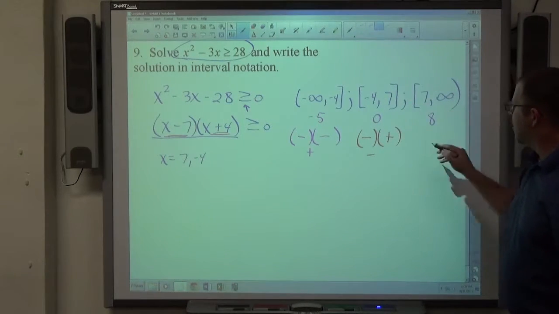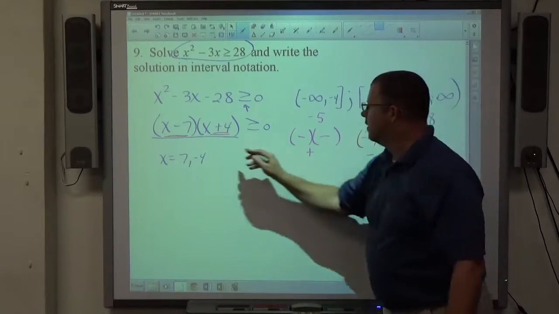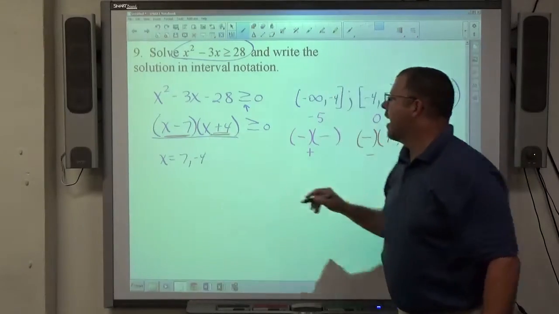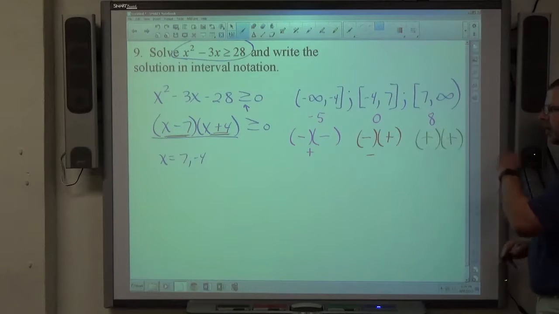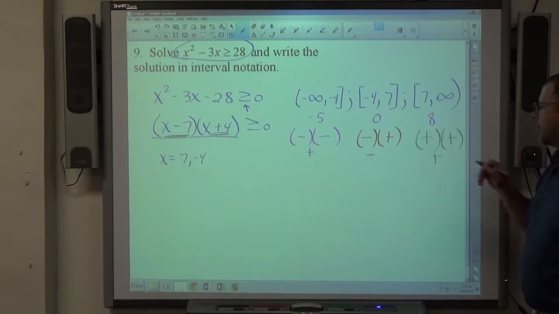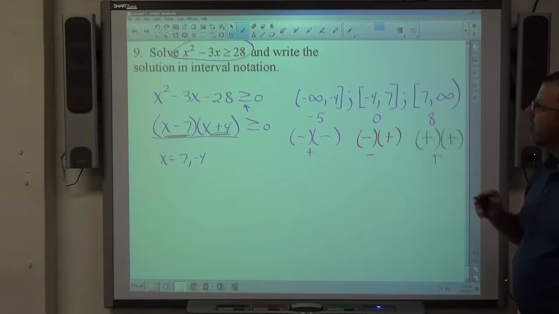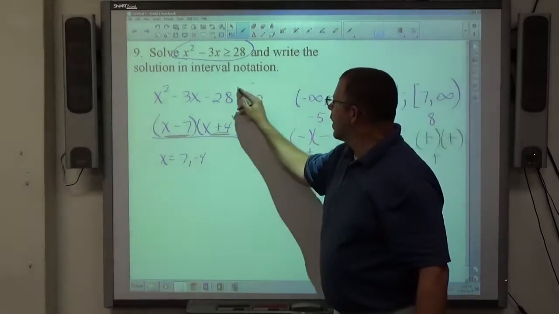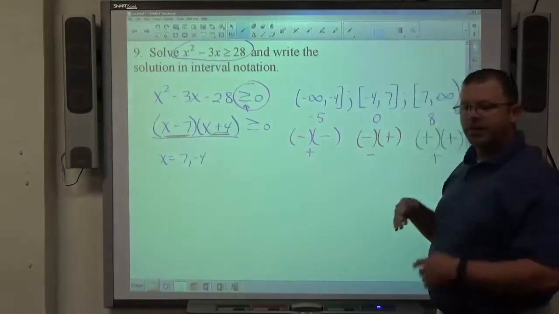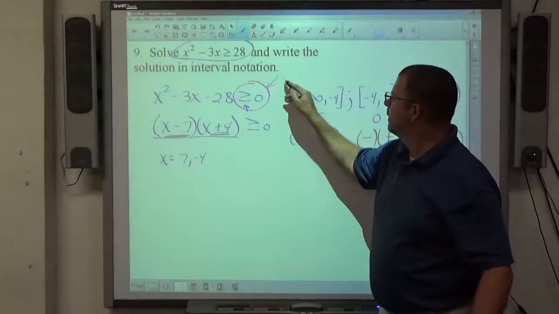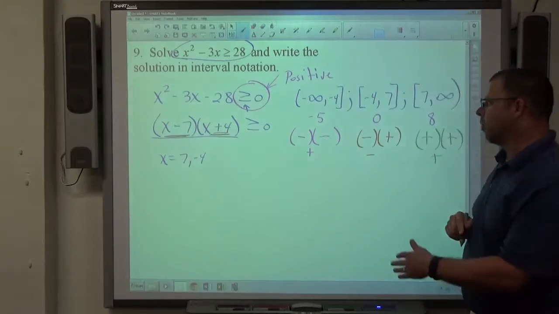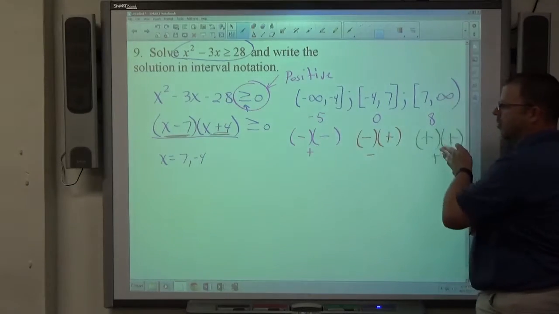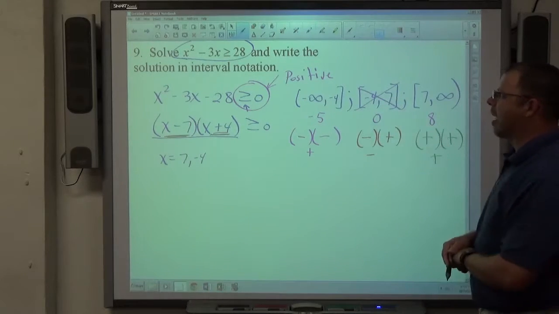And finally, for this last one, my test point is 8. I'm trying to evaluate both of these at 8 to see what kind of signs I get. 8 minus 7 is positive 1. 8 plus 4 is positive 12. Again, the signs matter, the numbers don't. Two positives make a positive when I multiply. The inequality we're looking at says greater than or equal to 0, so positive is what that means. So positives is what we're looking for. So this one's positive, this one isn't. So we throw that one out.